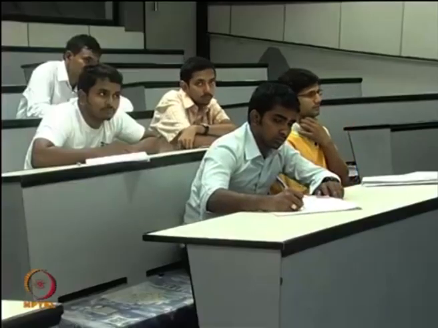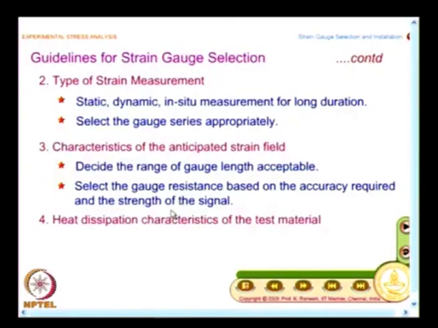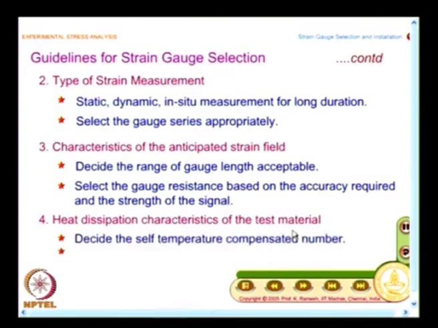It is desirable that, if possible, you load it to an extent that I get 100 microstrain at least. Suppose I do not have that luxury, then what I have to look at is, I must find ways to increase the signal strength by modifying the gauge resistance, and you have to look at heat dissipation characteristics of the test material. So, this decides the self temperature compensation number, and here again if necessary select a higher gauge resistance.